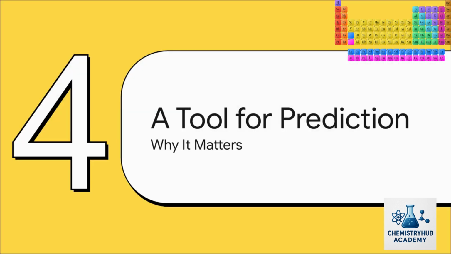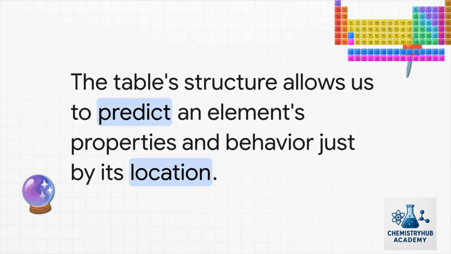Okay, let's bring this all home. We've decoded the grid, we've met the families, we get the patterns. So what? Why does any of this matter? Well, it matters because it transforms the periodic table from a static chart on a wall into an absolutely incredible tool for prediction. Here it is, the main takeaway. You do not need to memorize the properties of all 118 elements. By just knowing where an element lives on the table, you can make a really good guess about its size, its reactivity, and how it's going to behave. It is the ultimate scientific shortcut.